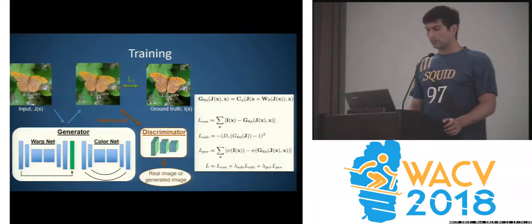To train this, we used the L1 reconstruction loss. We also added an adversarial discriminator to help reduce blur and make the images look more realistic. We also used a perceptual loss to force the network to preserve details as well.